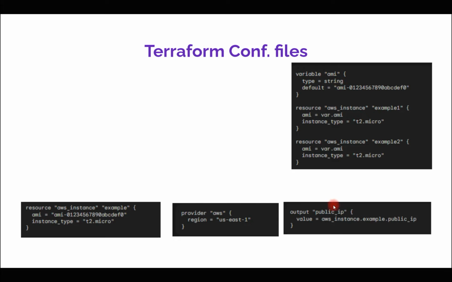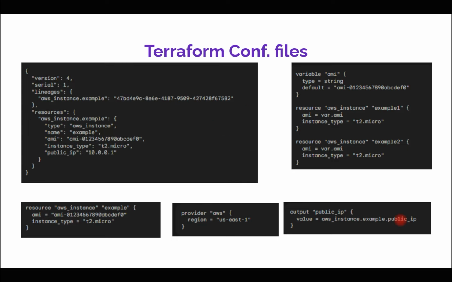Next file we have is the output file. If you see the output file, here the output is the public IP. Once the AWS instance is created, it will give us an output like aws_instance.example and the public IP in the end. So it will give us the public IP that we can use to access this instance which we are creating.